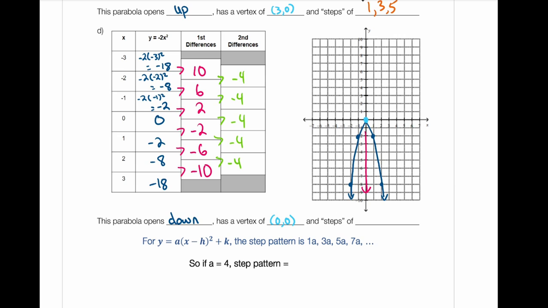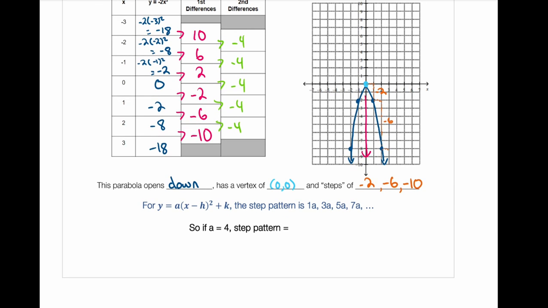And the steps in this case, if I go over 1, I go down 2. So my first step is minus 2, or a step down of 2. The next one, I go over 1, down 6, or minus 6. And the next one, if we went over 1 again, from negative 8, the next one is at minus 18. So now we go down 10. So that is our steps.